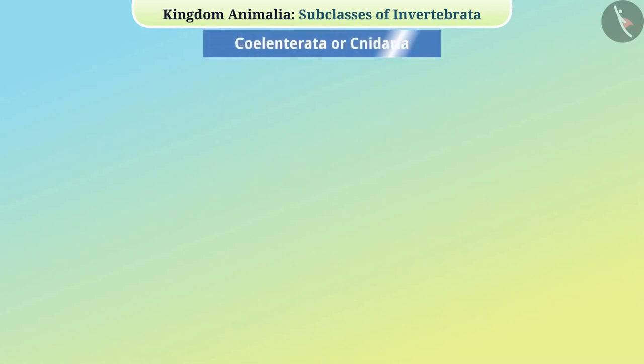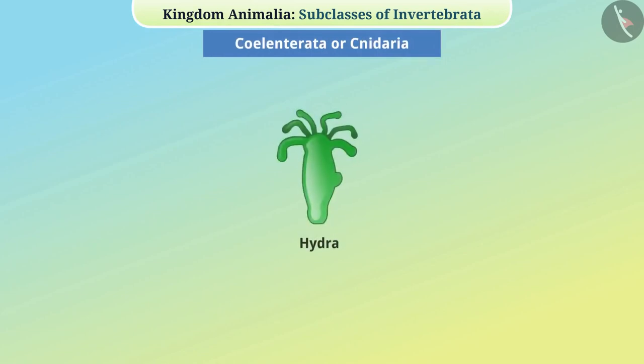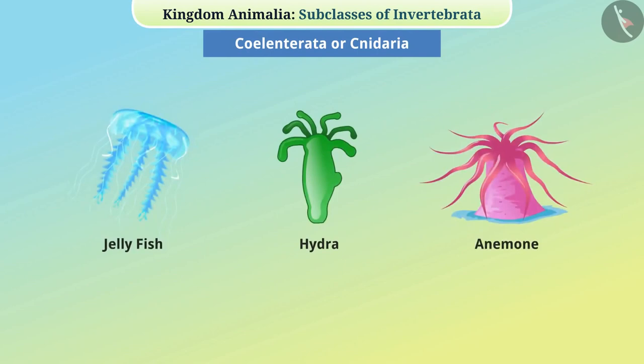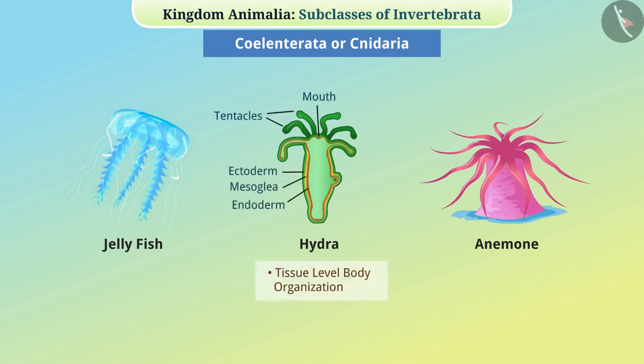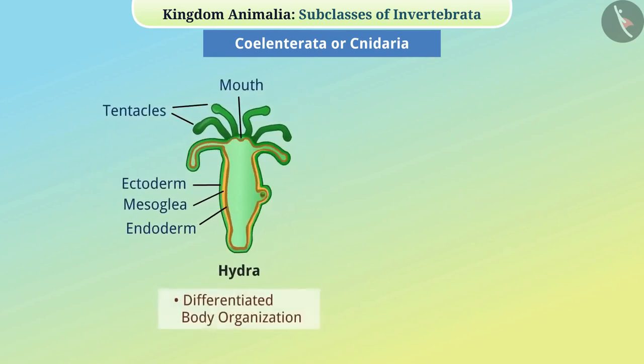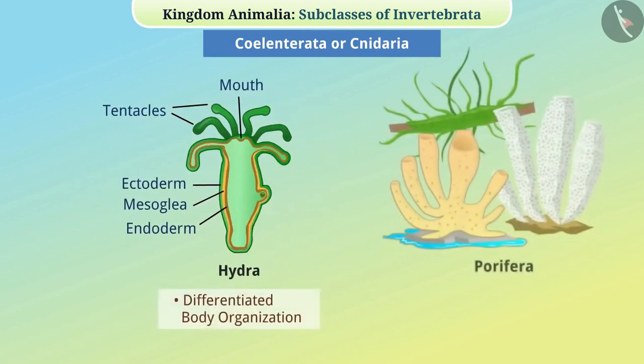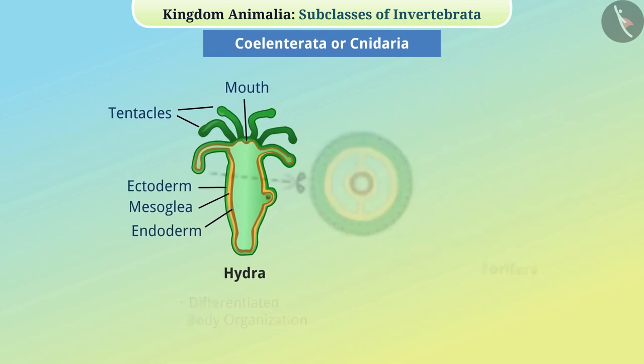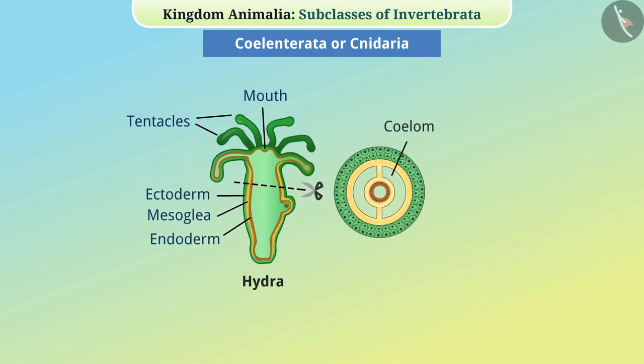Cnidaria. These include organisms like hydra, jellyfish, anemone, etc. They are all multicellular aquatic animals and their body organization is at tissue level. Their body organization is more differentiated than that of porifera. There is a coelome in their body.